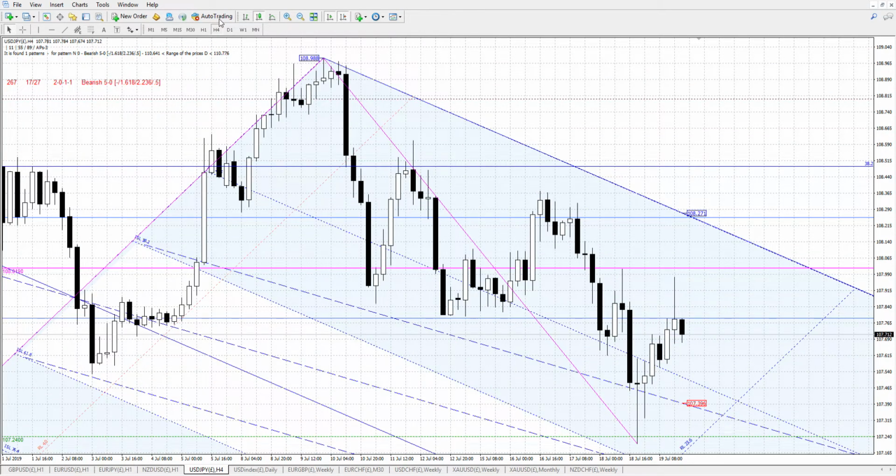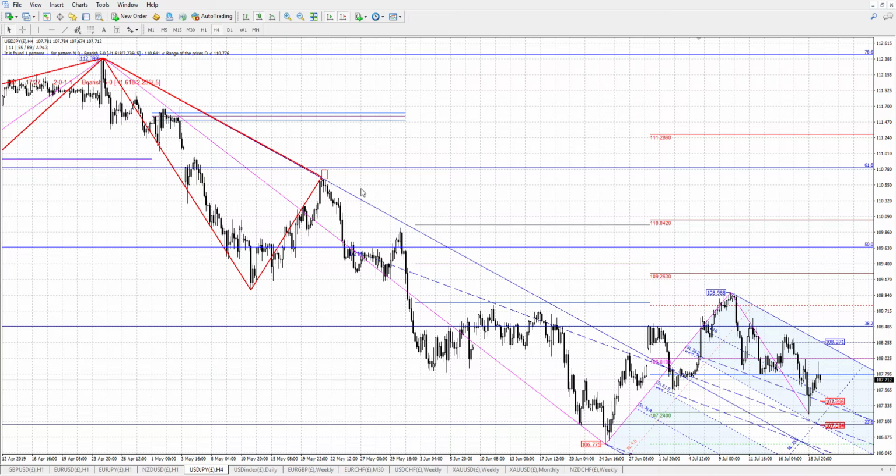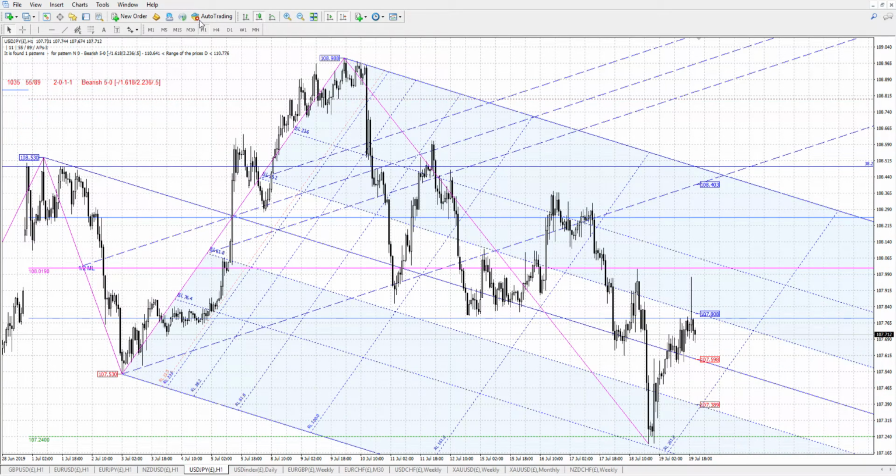H4, descending pitchfork, bearish 5.0. And there's that line which we're above. H1, bearish 5.0. So that's the point where you would have sold there. I don't think we had the signal to sell. That would have been a good point to see. So we see how we measured that angle. It's actually a good support line.